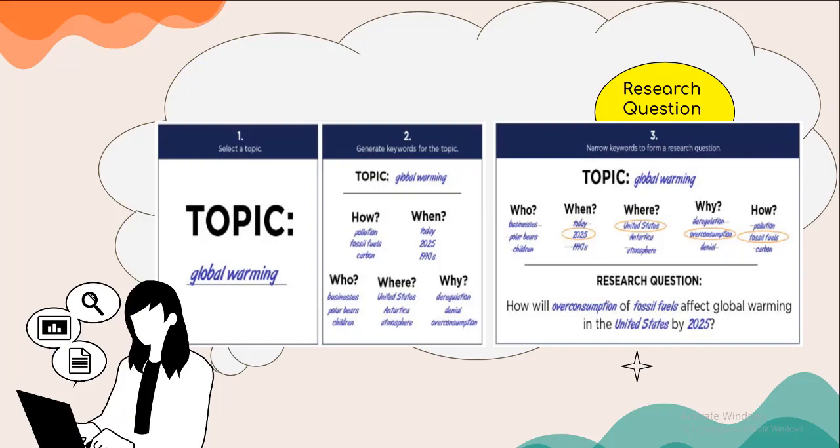Let's go back to the screen here for step number 3. You can see that we've taken our broad idea, we've broken it down into various parts, and now we've created a more specific research question compared to our broad topic.